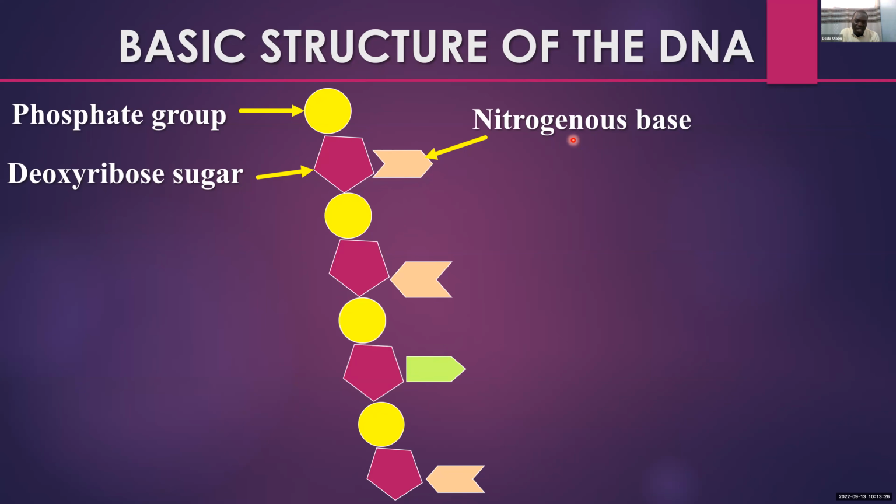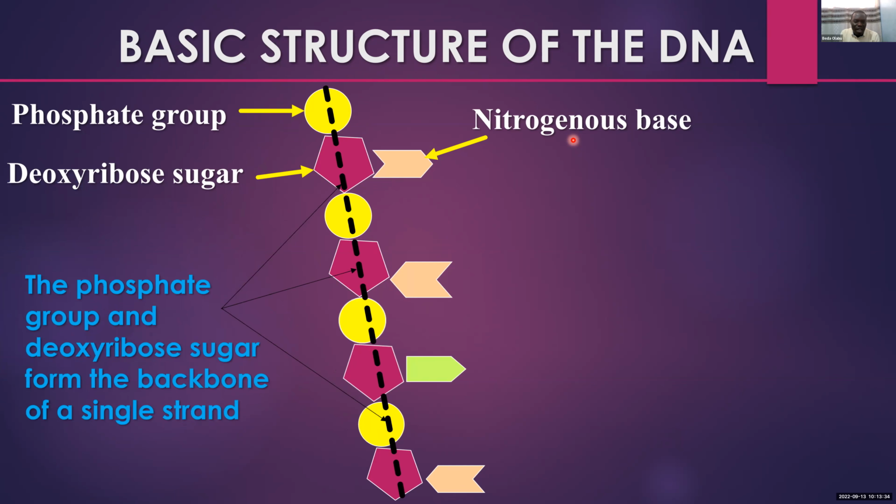So one strand will be just a series of nucleotides, interconnected. Important to note is that the backbone of this series of nucleotides is made up by alternating phosphate and deoxyribose sugar. Alternating. So phosphate, deoxyribose, phosphate, deoxyribose. That's the backbone of the molecule.